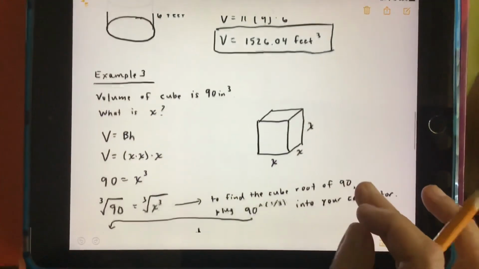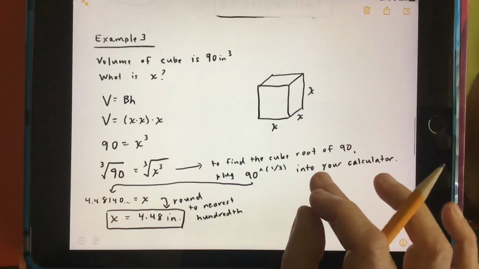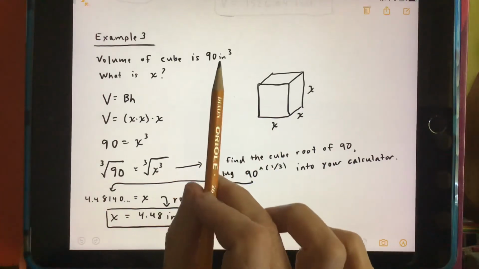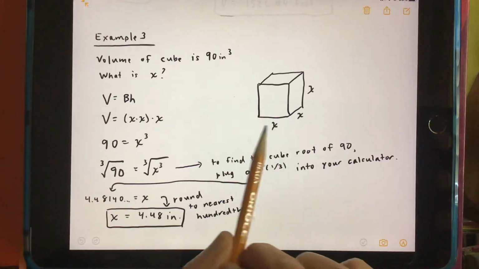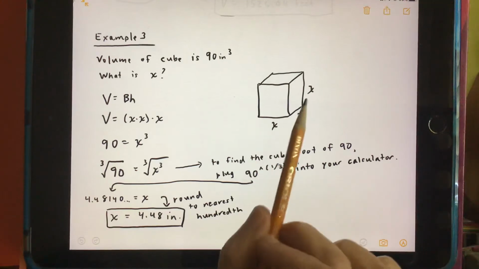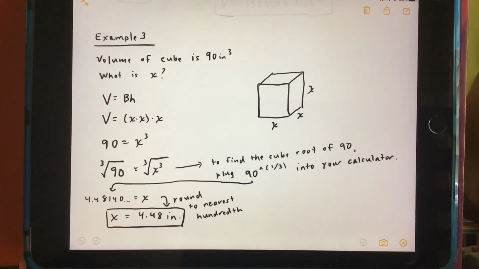All right, example 3. Example 3, we're asked not to find the volume of this cube. We're told it's 90 inches cubed. We're asked to figure out what is the length of each one of these edges, which are all x. The cube will have a length, width, and height all the same. That's why these are all labeled x's.